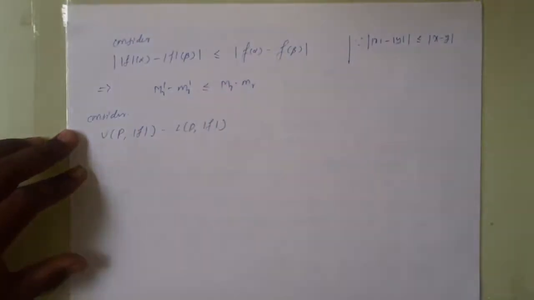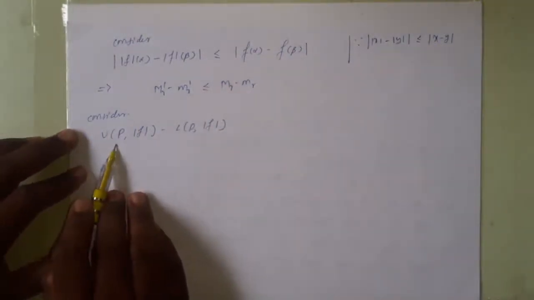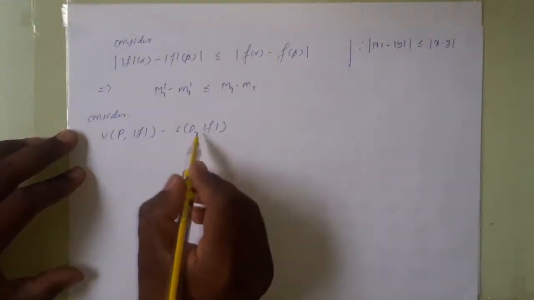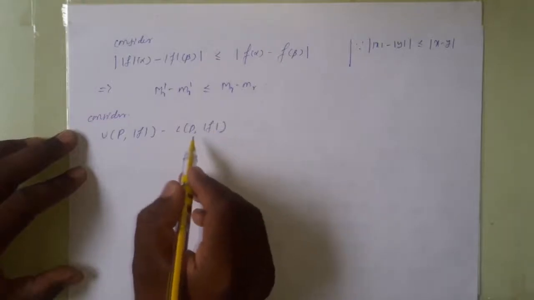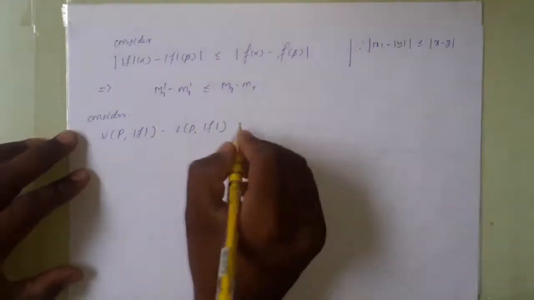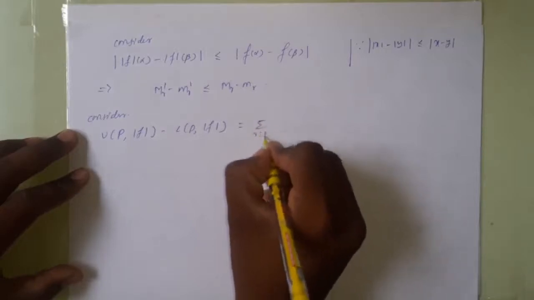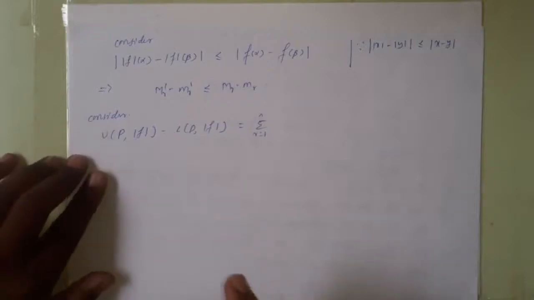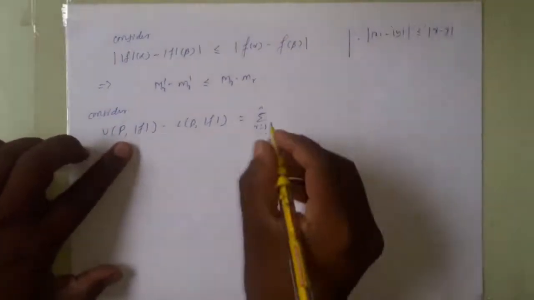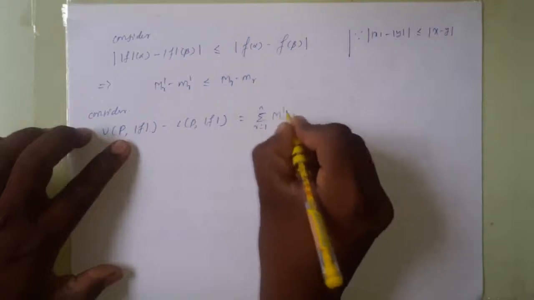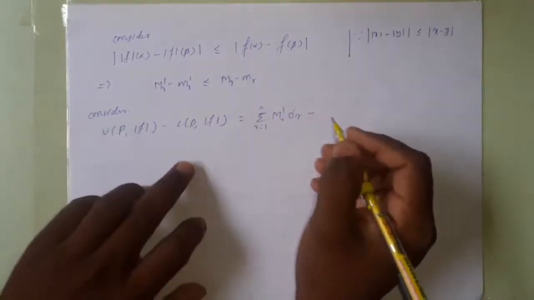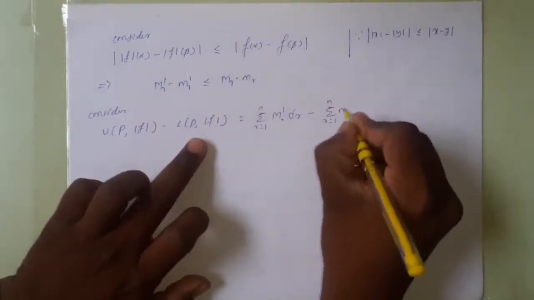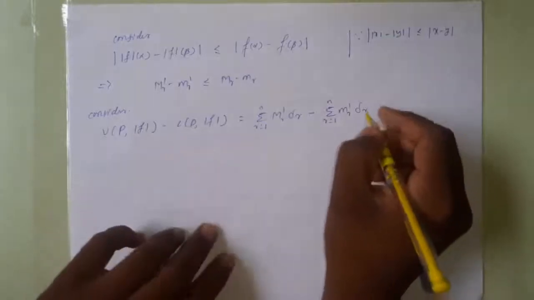So here it is the upper Riemann sum for the function mod f in the partition P, and this is the lower Riemann sum of the same function mod f in the partition P. And by using the formula we can write that summation over r is equal to 1 to n. While finding the upper sum we need to consider the supremum of the function. So supremum of the function is capital M_r dash into delta r minus, this is the lower sum, that is summation over r is equal to 1 to n, infimum is small m_r dash into delta r, and this is equal to.